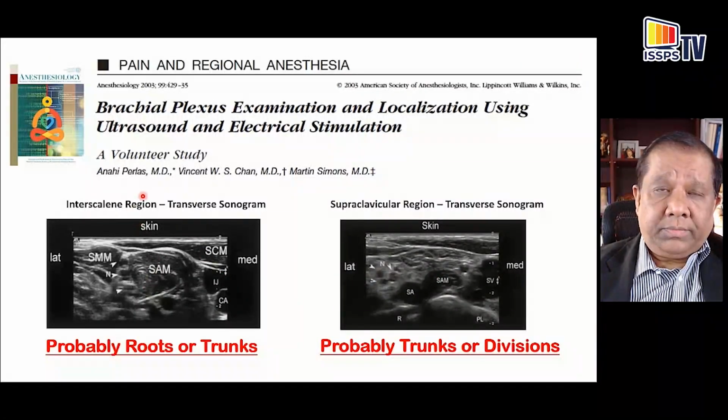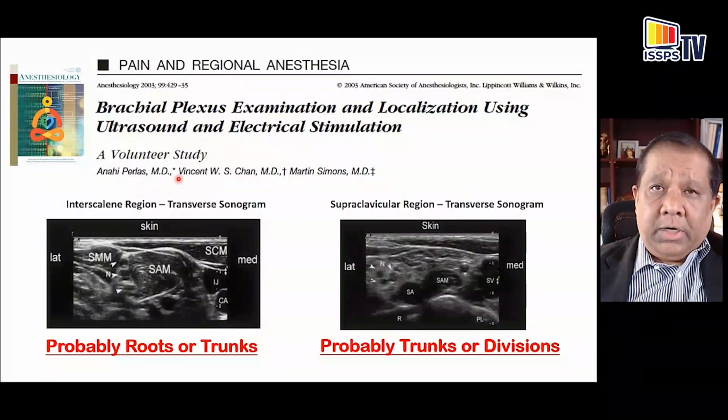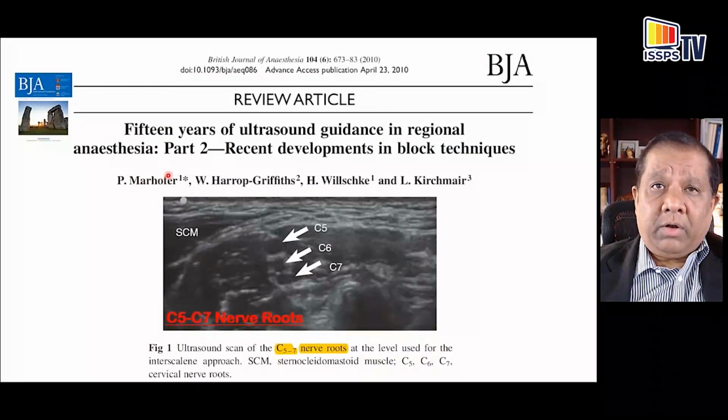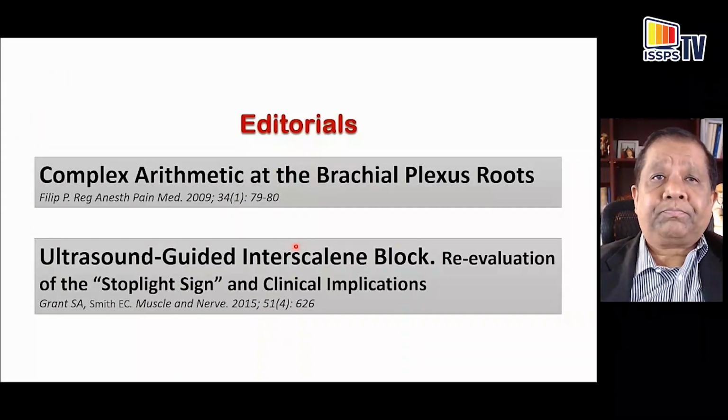More recently, Dr. Perlas and Dr. Chan and a group from Toronto have labeled this more conservatively and more cautiously as probably the roots and probably the trunks or divisions of the brachial plexus at the interscalene and supraclavicular fossa respectively. Peter Marhofer and William Harrop-Griffiths and their colleagues labeled the C5, 6, and 7 within a single transverse oblique scan in the interscalene groove and labeled them as nerve roots.